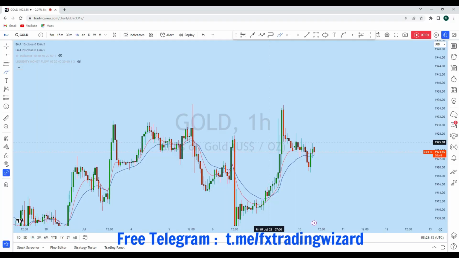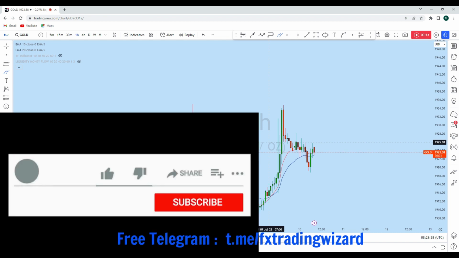Hello trader, I'm going to do a complete multi-time frame analysis on gold. Let's see what kind of trading opportunity we currently have in this instrument. From the lower time frame, we can see that gold is showing significant trading opportunity.